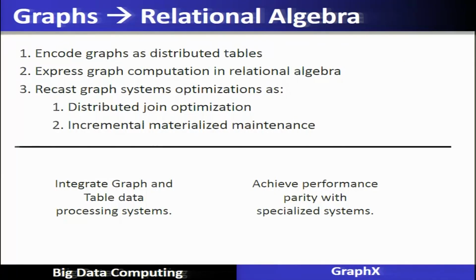Graphs can also be represented or mapped in the form of relational algebra, and therefore we can encode the graph as distributed tables and express the graph computation in relational algebra, and recast the graph systems optimizations as distributed join optimization and incremental materialized view maintenance.